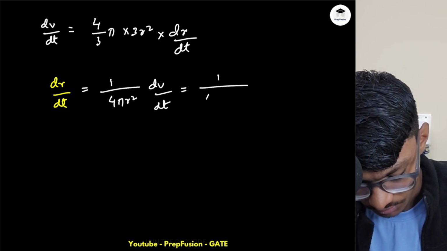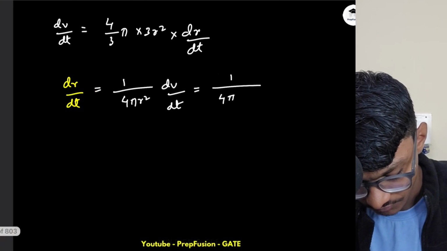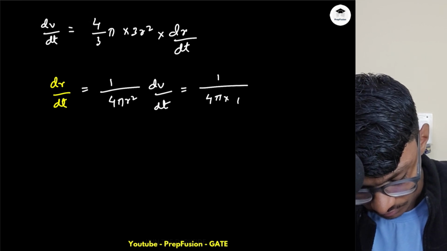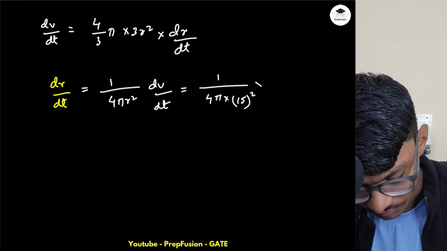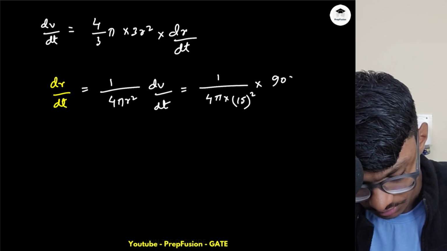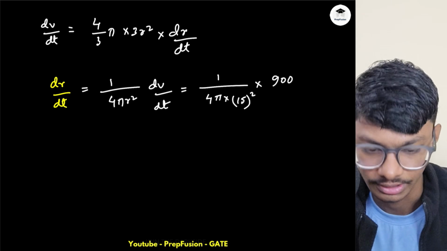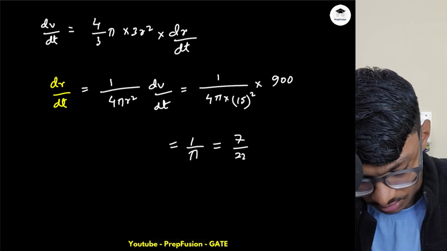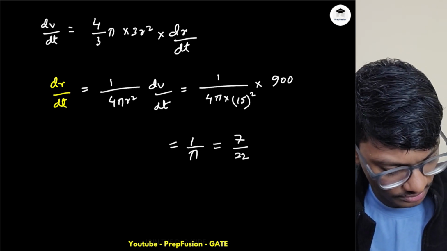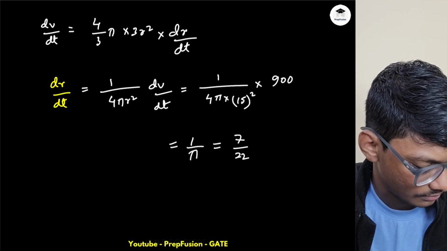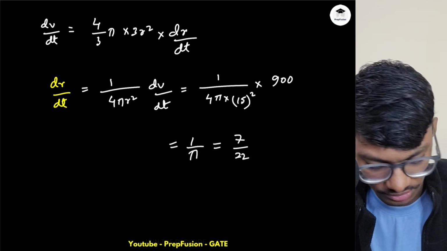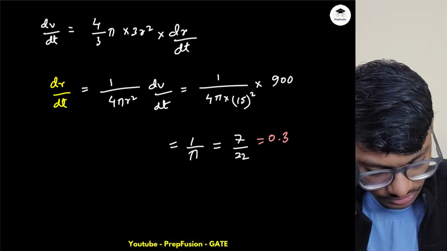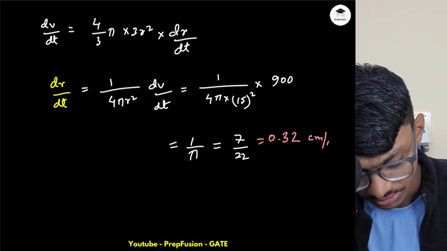Now what is 1 by 4 pi r square? R square is 15 into 15, into dV upon dt, which is 900. Now obviously 225 into 4 is 900, so that will be cancelled and it will be simply 1 by pi, which is simply equal to 7 by 22. What is the value of 7 by 22? It will be 0.318, or I can say 0.32, and this is in centimeter per second.